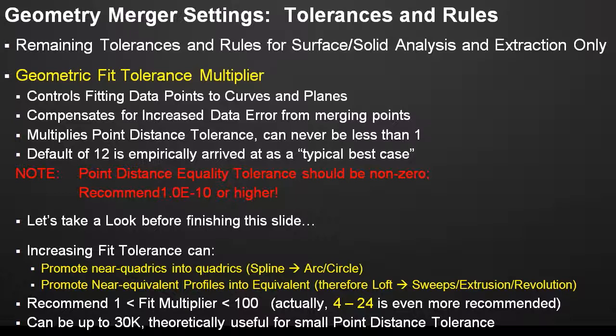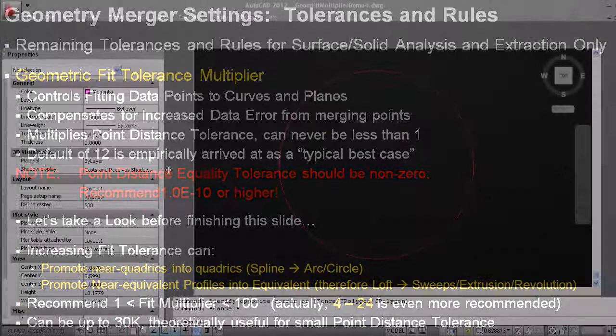If you have the point distance equality tolerance set to 0.0 in search of good double precision data, and you want to extract surfaces and solids, you should now set it to a non-zero value, with 1e-10 recommended as the AutoCAD default precision value. Let's take a look before finishing this slide.